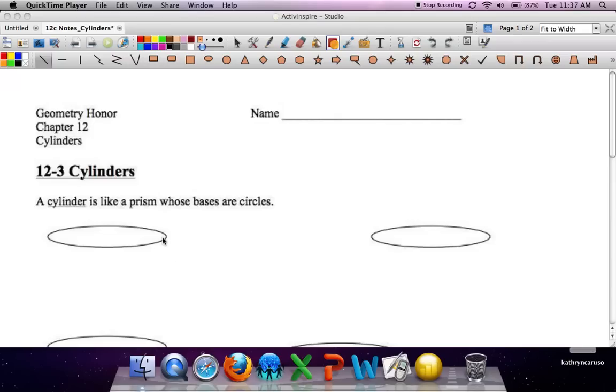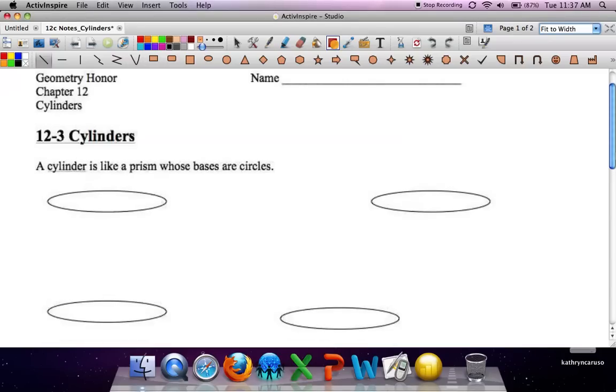A cylinder is like a prism whose bases are circles. Here are two examples of different kinds of cylinders. The one on the left is called a right cylinder, and the one on the right is called an oblique cylinder.